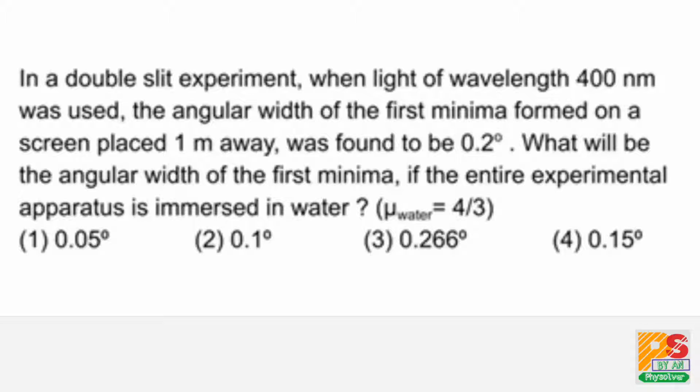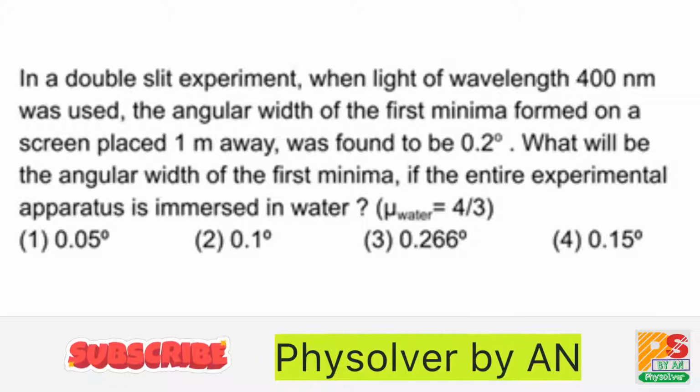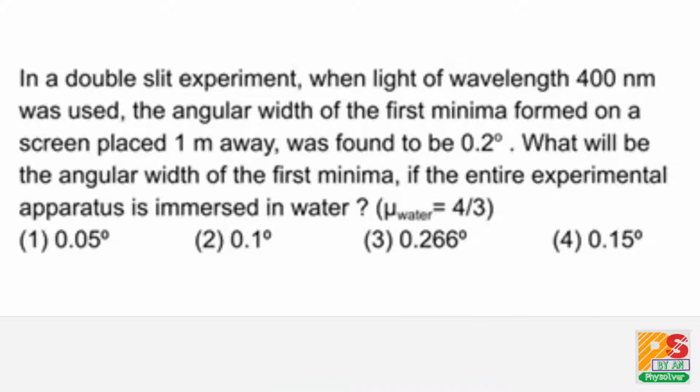Hello students, the question is, in a double slit experiment, when light of wavelength 400 nanometer was used, the angular width of the first minima formed on a screen placed 1 meter away was found to be 0.2 degree. What will be the angular width of the first minima if the entire experimental apparatus is immersed in water, given mu of water is 4 by 3. The options are given.